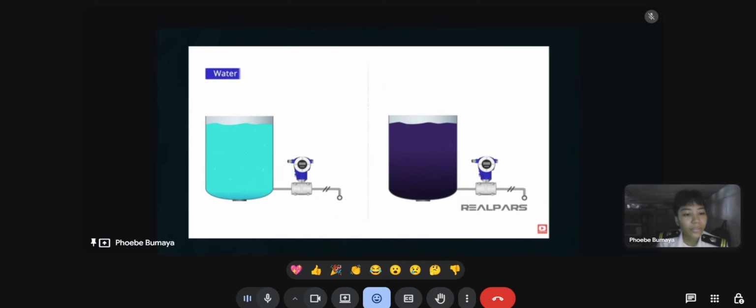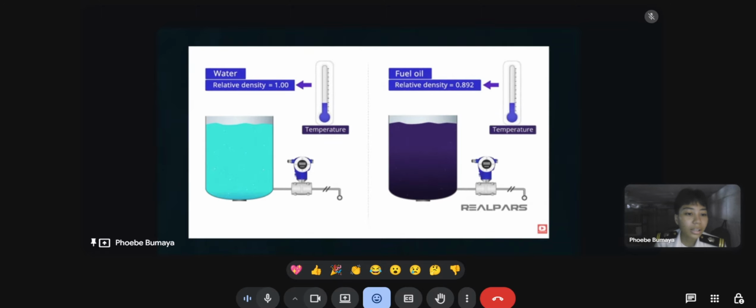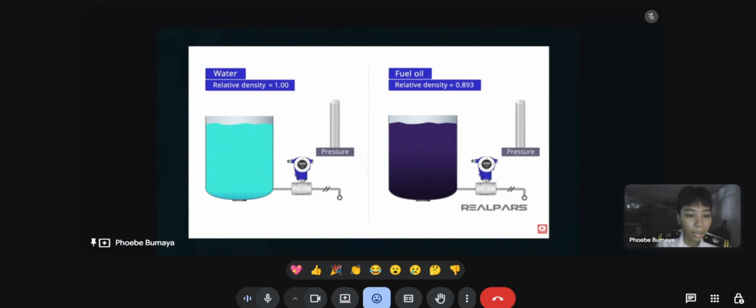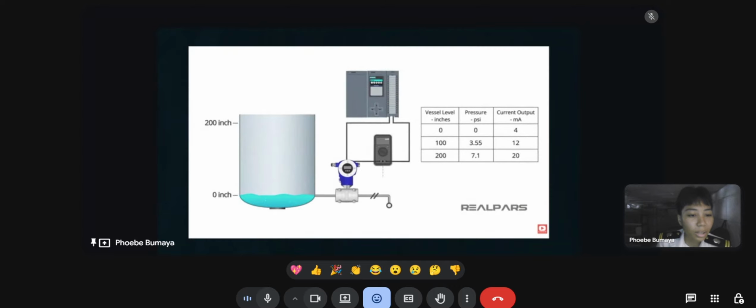That works just fine if the liquid in the vessel is water, but what if the liquid stored in the vessel is not water and doesn't have a relative density of 1? The relative density of a liquid will change with temperature. For the sake of simplicity, we will ignore the effects of temperature for now. Interestingly, when the vessel is full at 200 inches, the pressure is much lower because the liquid has low relative density. That is a critical consideration when calibrating the differential pressure transmitter.